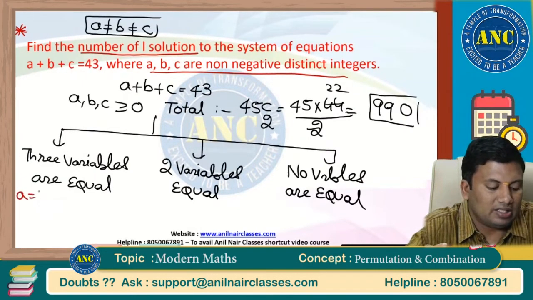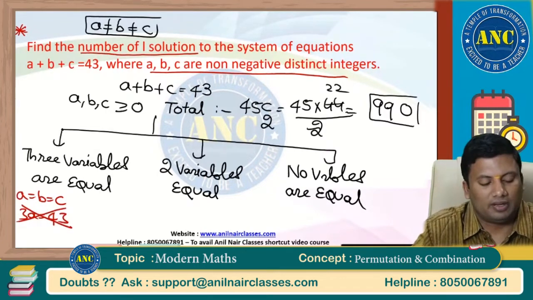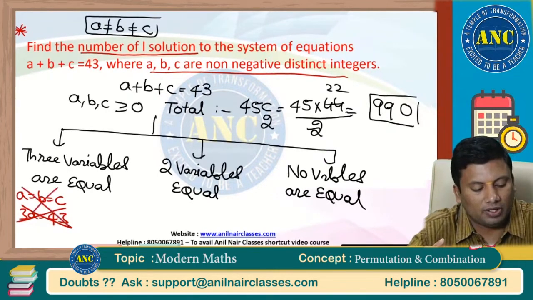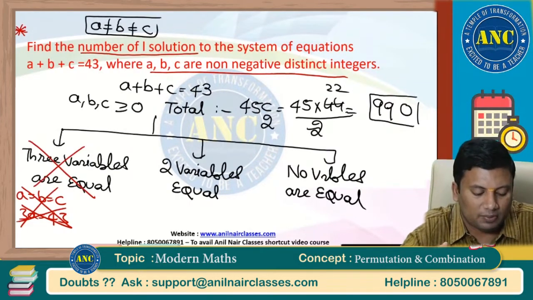Three variables equal: if A is equivalent to B is equivalent to C, this will become 3A equivalent to 43. 43 is not a multiple of 3, so these are not possible. Three variables equal with right hand side 43 is not possible.